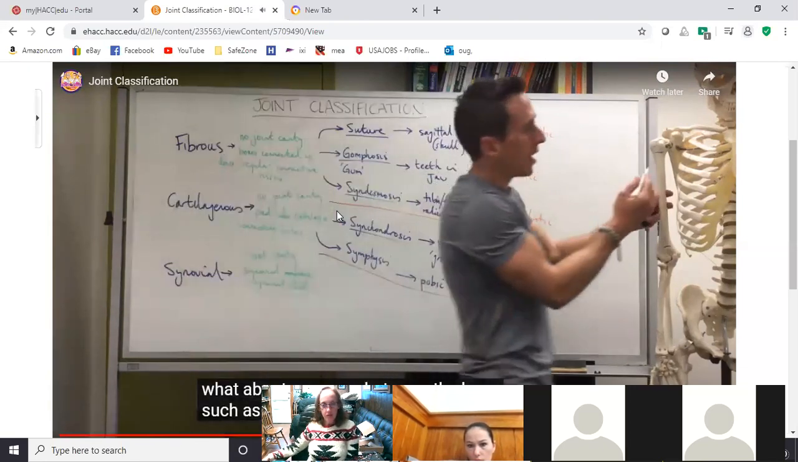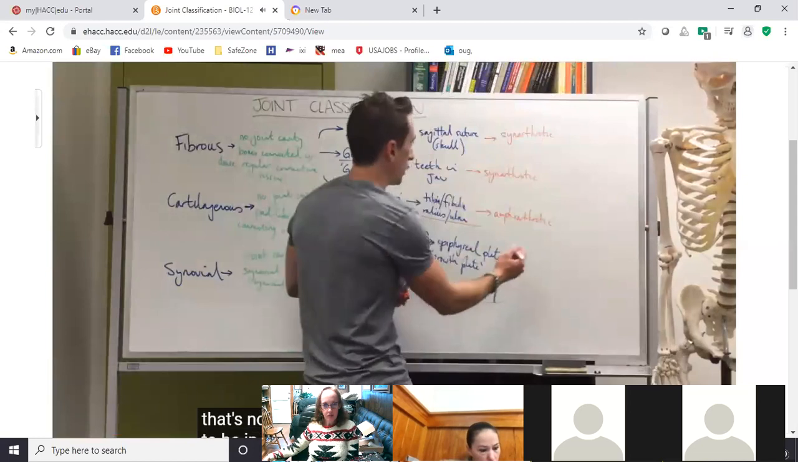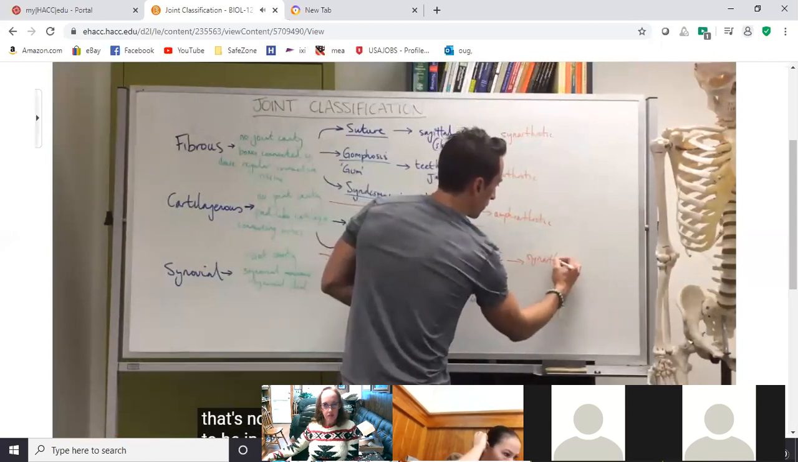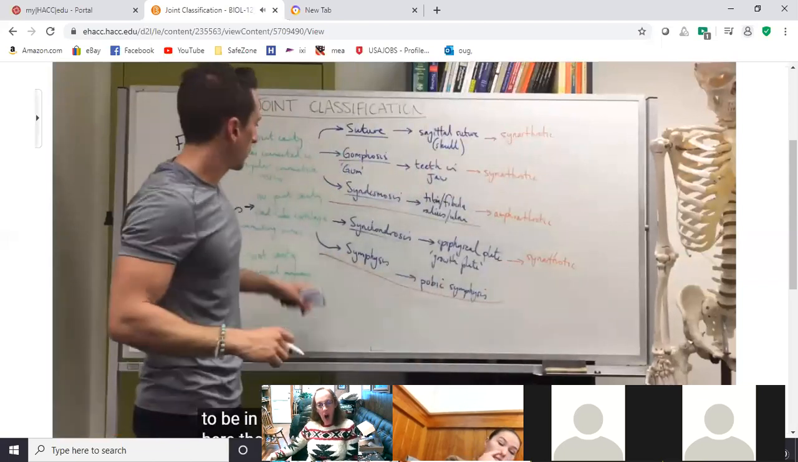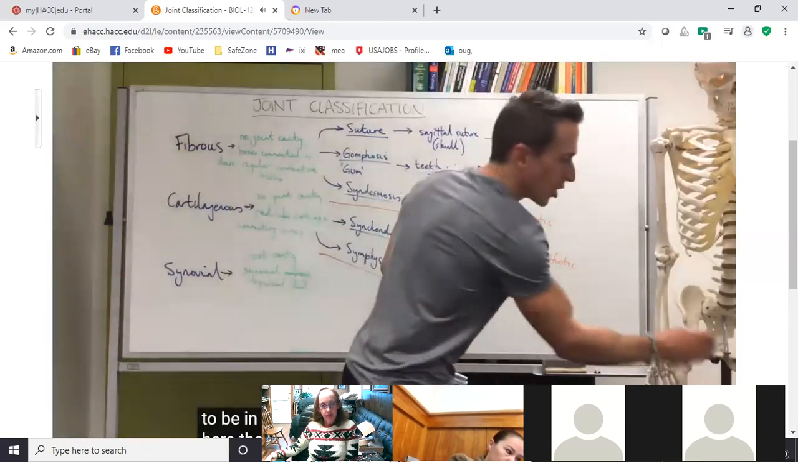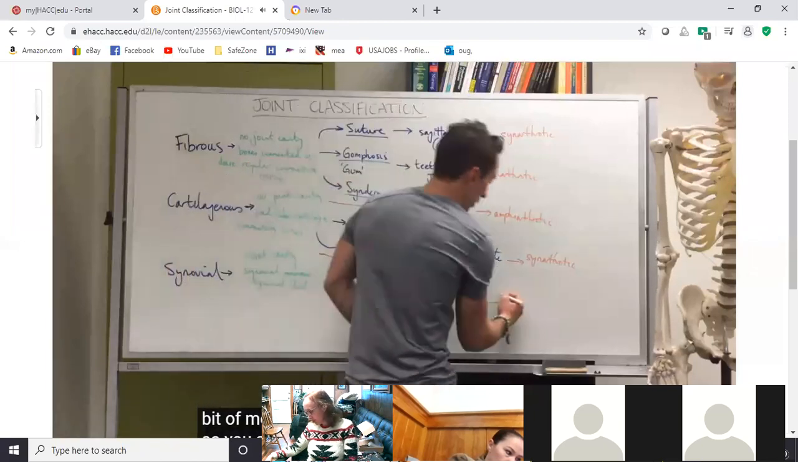Such as that would be epiphyseal plate. Well, that's not moving at all, so that's going to be synarthrotic. And then the last one here, the pubic symphysis, well, there's a tiny bit of movement that's available there. So you'd say that that is amphiarthrotic.